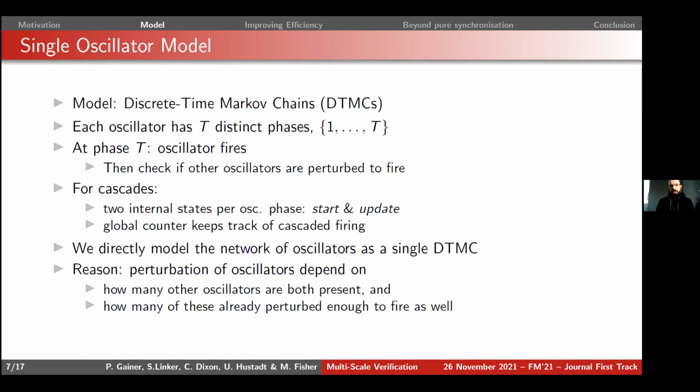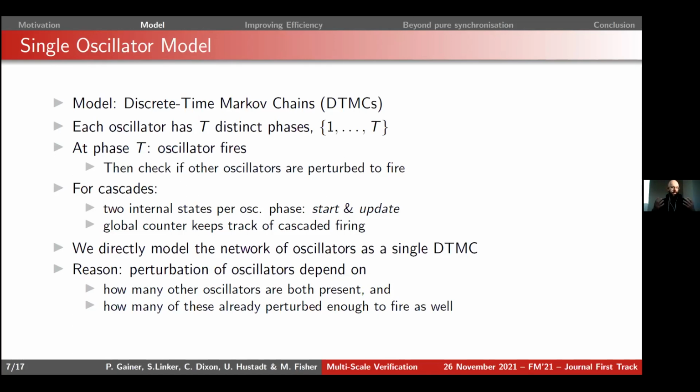What we needed to do was to add 2 internal states for each phase, in which we encode whether we've already perturbed this oscillator or we haven't yet. And this allows us to check one after the other in the oscillators whether they would fire while being perturbed. And we also keep track of the number of oscillators that fire in a global counter. So whenever an oscillator fires, it increases the global counter, and then we go down the number of phases with the other oscillators to see if there are other oscillators that are now perturbed to fire. And you can model this directly as one huge single DTMC.